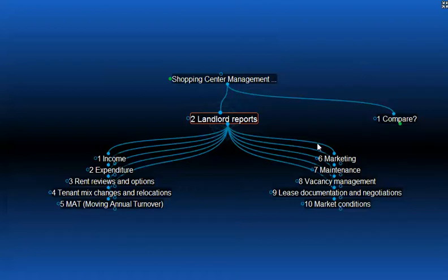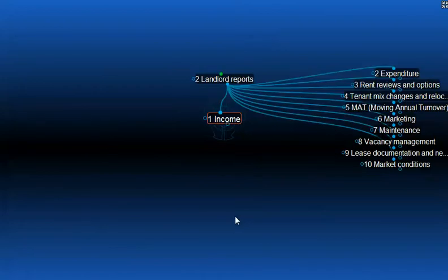So here's a framework for you now of the various elements of the monthly report to a landlord in the management and leasing of a shopping centre. You can add to the framework based on your property type, its function and the location. So let's look at the first one, income.